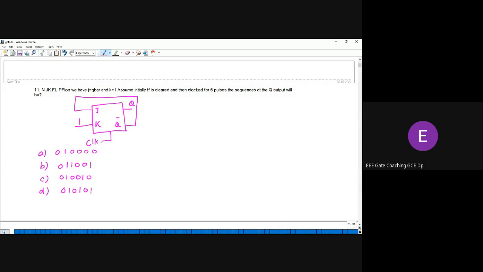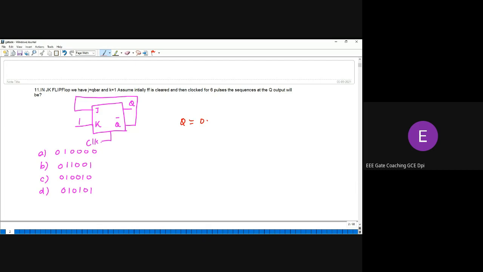So the first question is on the JK flip flop. In the JK flip flop, we have J equal to Q bar. So this is your question, okay? J is equal to Q bar and K is equal to 1. Assume initially the flip flop is cleared, which means the output Q is 0.